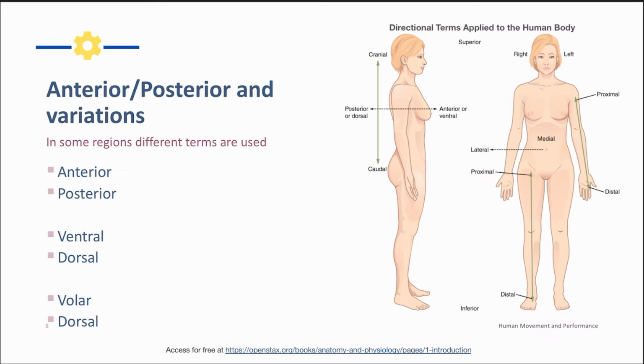So the first directional term is anterior and posterior. And we're going to see that sometimes different terms are used in different regions of the body. So in general, anterior and posterior can be used throughout the body. Anterior refers to the front of the body, posterior the back of the body. But sometimes we'll see terms like ventral and dorsal used in relation to the axial portion of the body, with ventral relating to anterior and dorsal being the back. I always think of dorsal as the dorsal fin on a shark, so that's the posterior aspect of the shark. And in the hand, we see, for instance, the terms volar and dorsal. Volar refers to the anterior aspect, or the palm side of the hand, and dorsal is the back side of the hand.